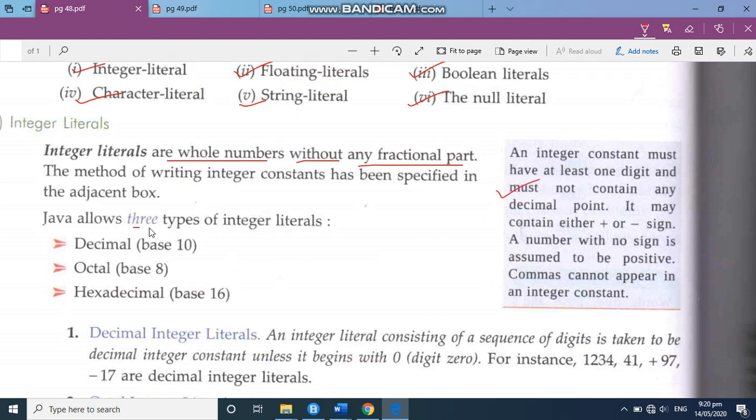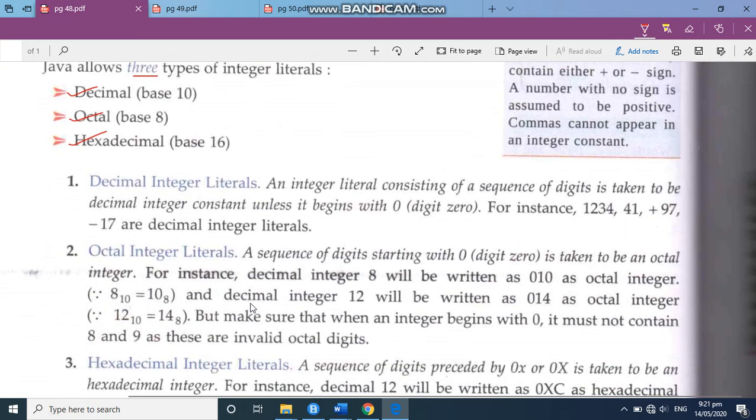Then there are three types of integer literals. One is decimal, the one which we use in our mathematics, that is base 10. One is octal, and one is hexadecimal. This is base 8 and this is base 16. See, we don't get questions based on this, just have an idea. So in decimal, base is 10. That means we have 10 digits starting from 0 to 9. So these are all decimal literal examples.